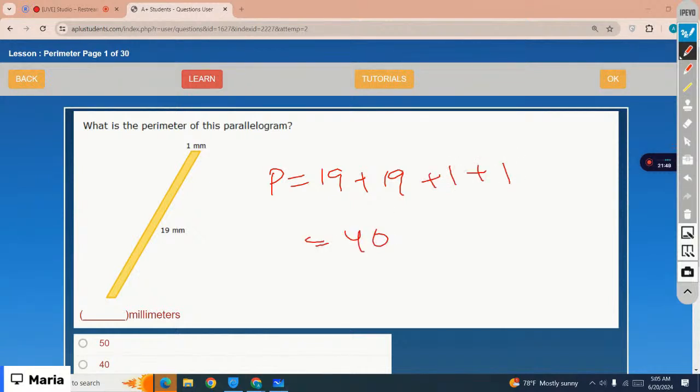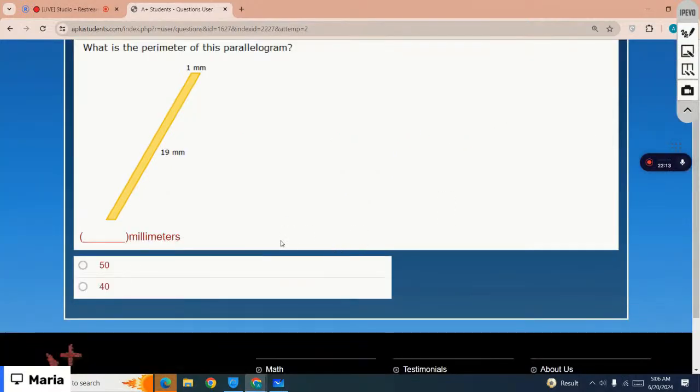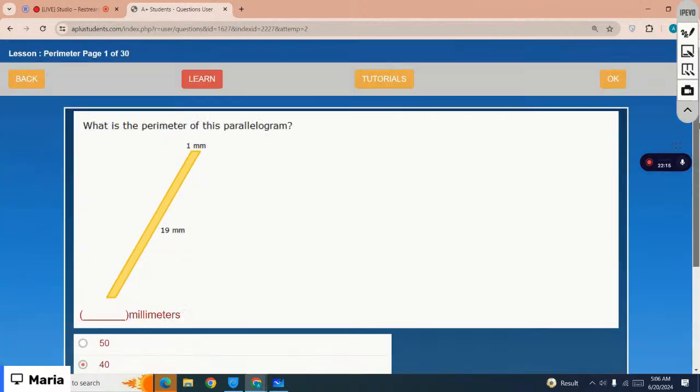The correct option is 40. Option number 2 is the correct option.